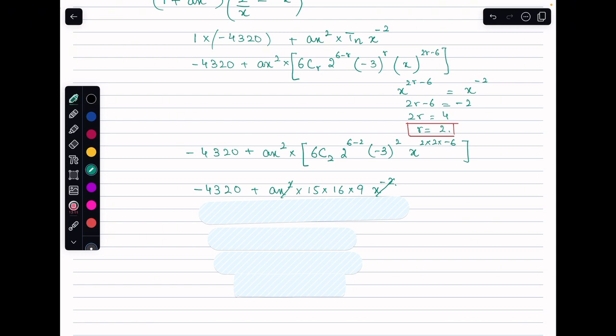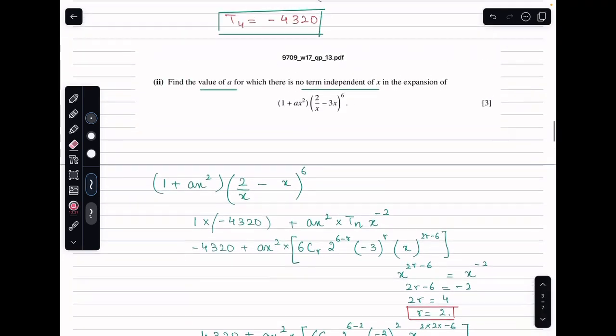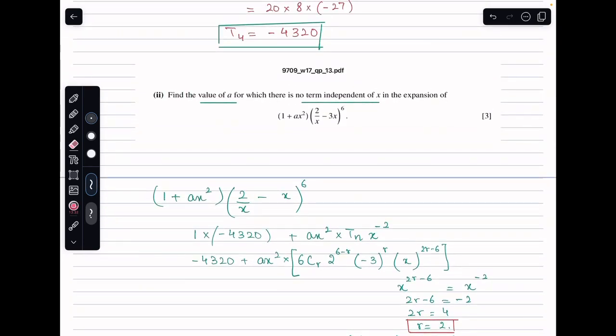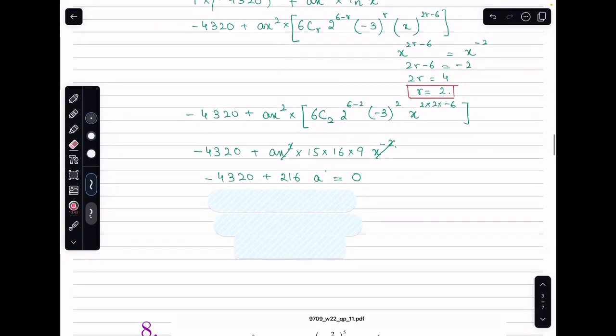obviously x squared into x to the power negative 2, they both get simplified, and I shall be having here negative 4320 plus 15 into 16 into 9, that gives me 2160 times a, and this shall be equal to 0. And again repeating, this is equal to 0 because the question has said that there is no term independent of x, meaning there is no constant in the equation. Therefore this should be equal to 0.